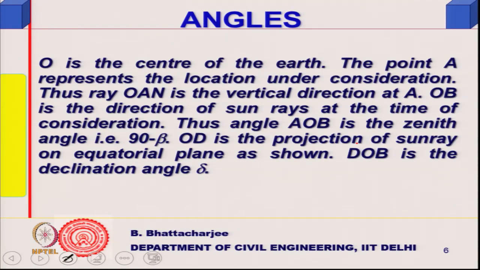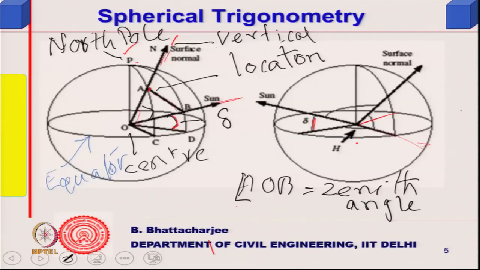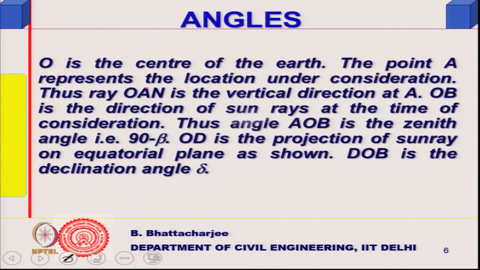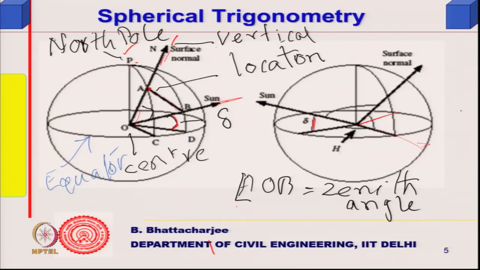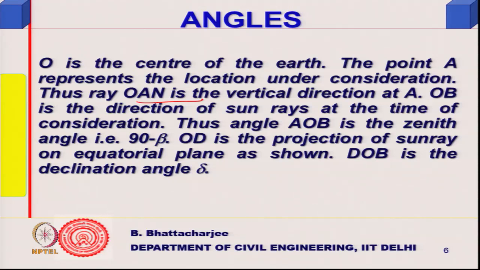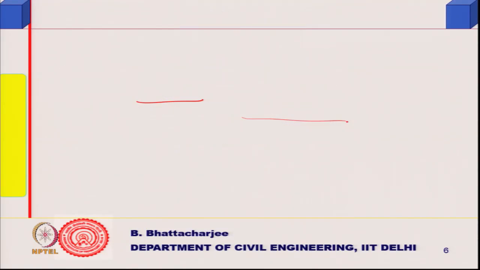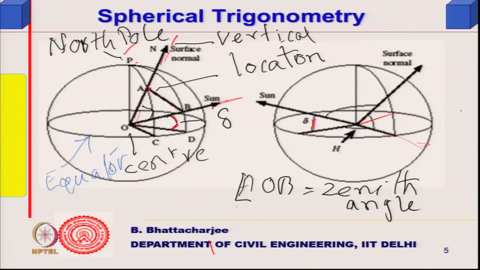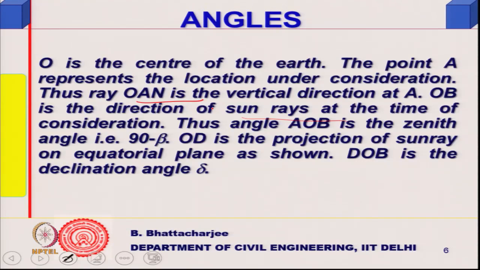O is the center of the earth, and point A represents the location under consideration, so that you can read it and understand it. OAN is the vertical direction at A. OB is the direction of the sun rays at the time of consideration, thus angle AOB is the zenith angle, that is what I just explained.